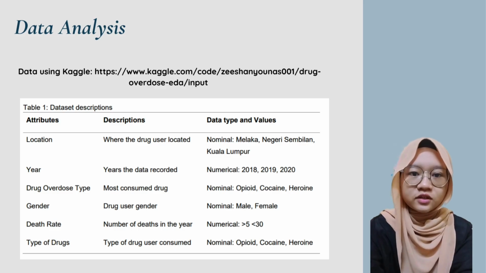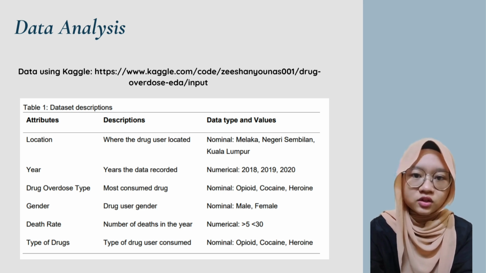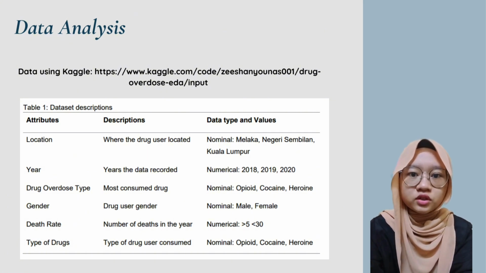For the findings, firstly we take our data from Explore and Run Machine Learning Code, Kaggle. The data consists of 6 attributes and 18 instances. The attribute consists of locations, where the drug user is located. We take the most influential data, which is from 3 places.